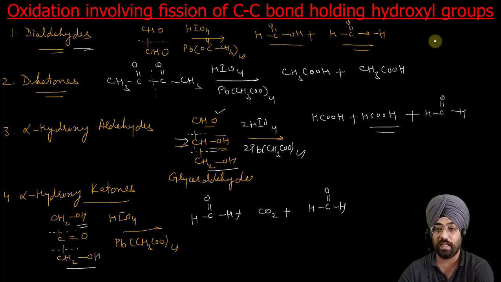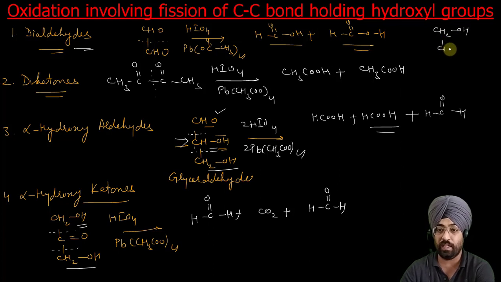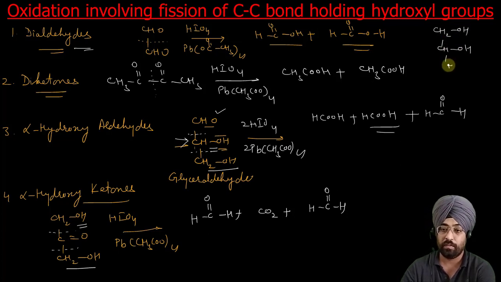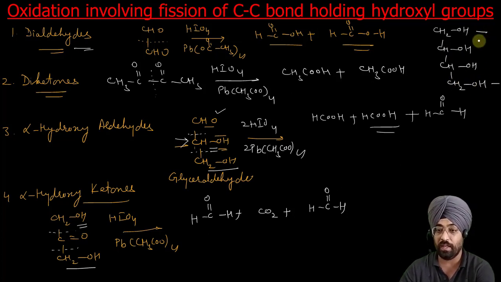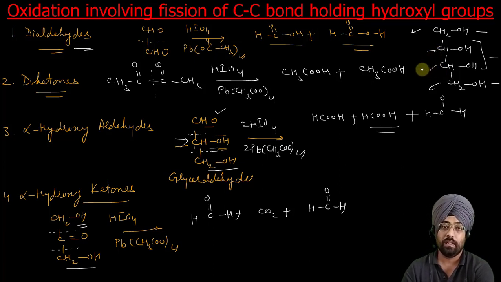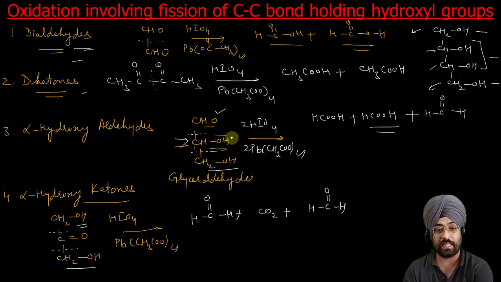Once again I will tell you with a polyhydroxy compound. Suppose this is a polyhydroxy compound, then these two OH groups are called terminal because they are present at the last, and these two are internal. So these terminal ones will be converted to aldehydes, and these internal ones will be converted to carboxylic acids. You have to remember this. So these types of compounds also undergo such a reaction.